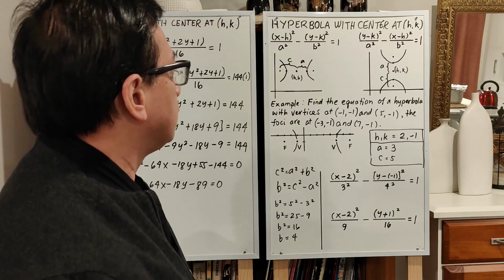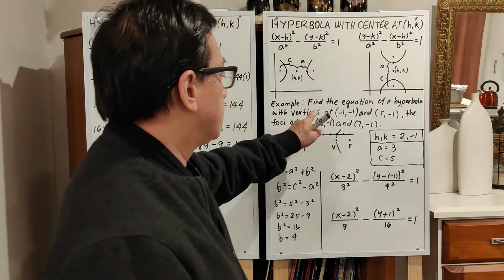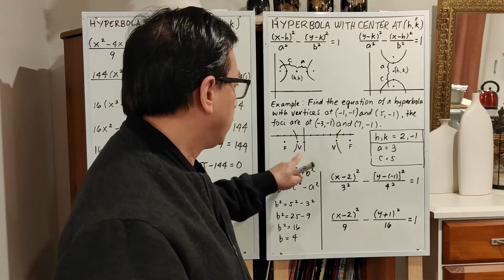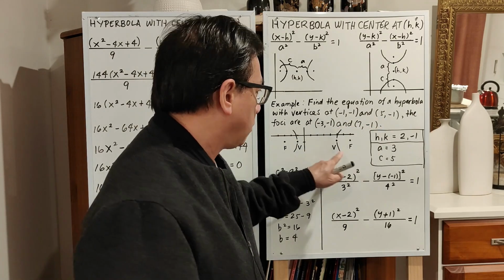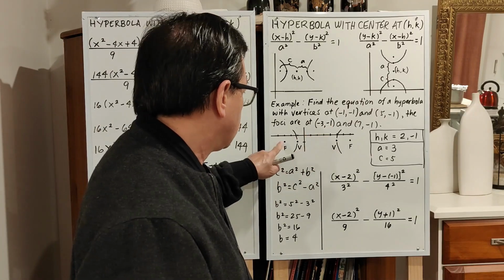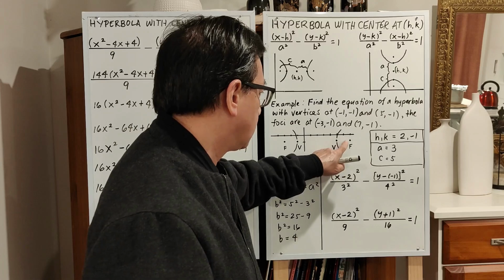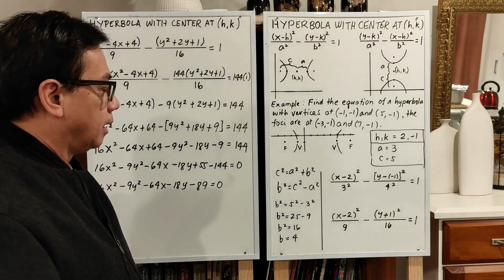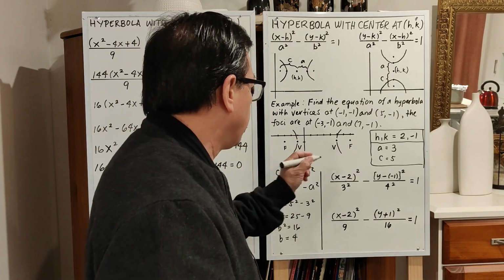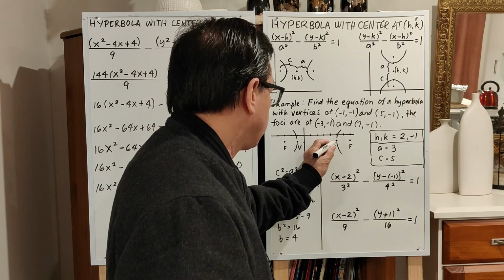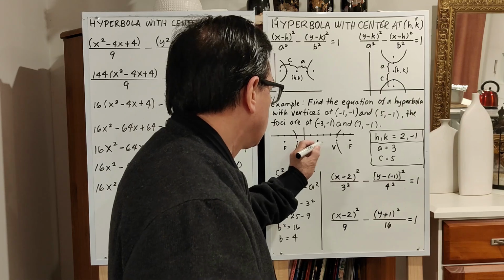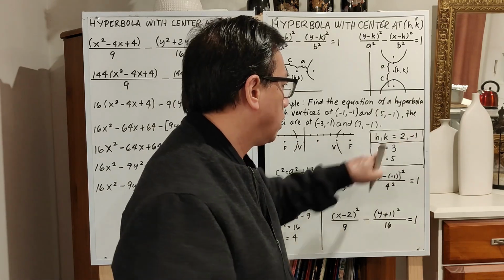It's easier to explain with an example. Find the equation of a hyperbola with vertices at (-1, -1), which is this one, and (5, -1), the second vertex. The foci are at (-3, -1), which is this one, and (7, -1). To find the (h, k), we just need to get the midpoint of the two vertices. So that is (2, -1).